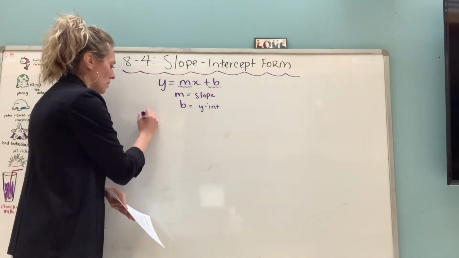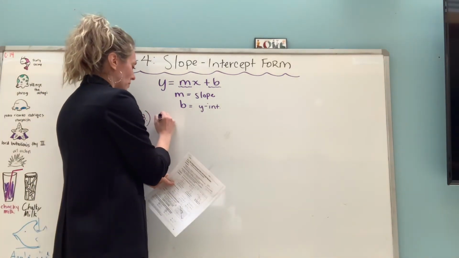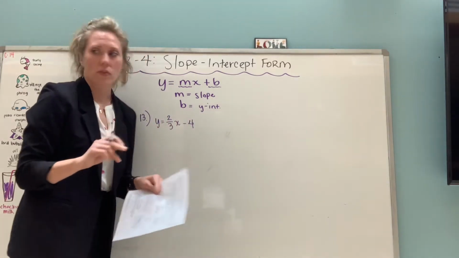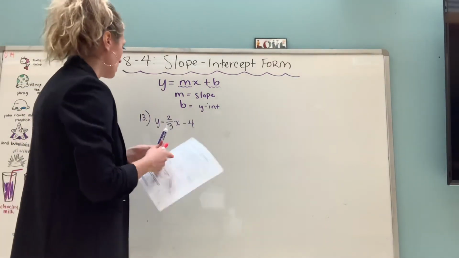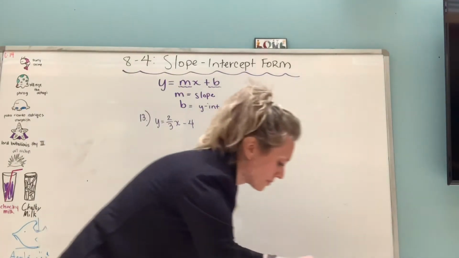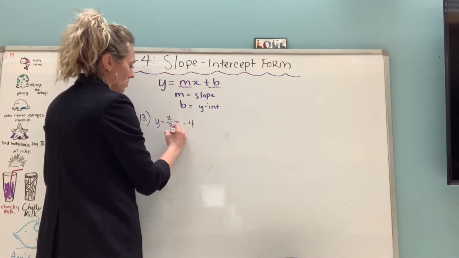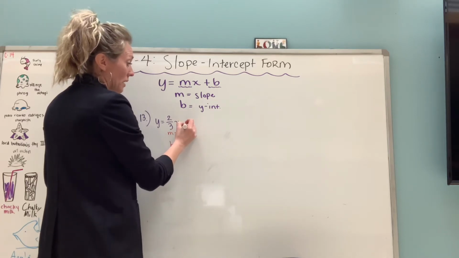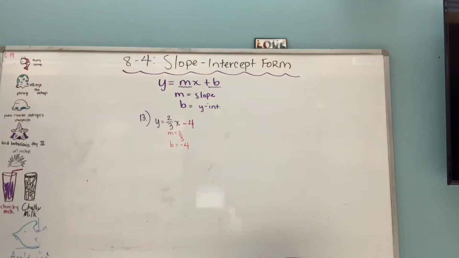Number 13 on this handout says y equals 2/3 x minus 4. If you are pulling the slope and the y-intercept, the slope is going to be 2/3, and the y-intercept is going to be -4. We're going to use those two things to make a graph.